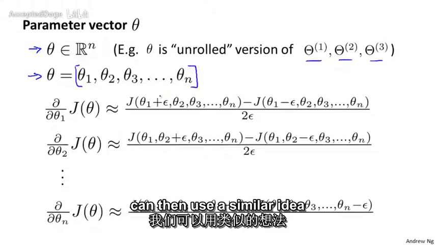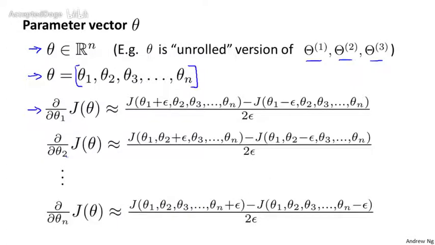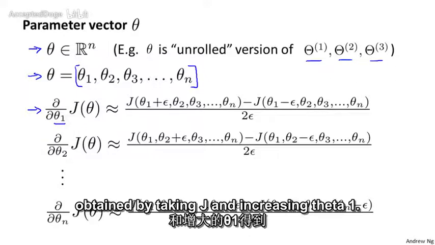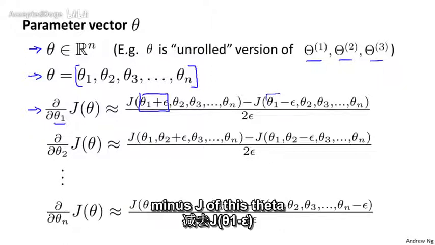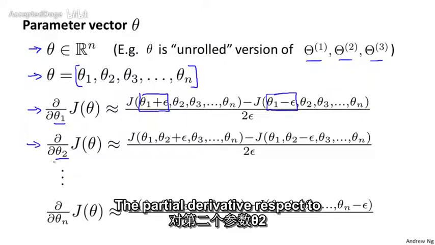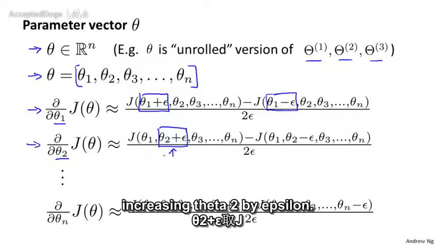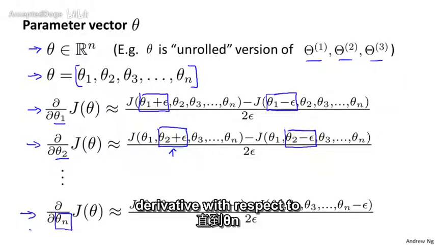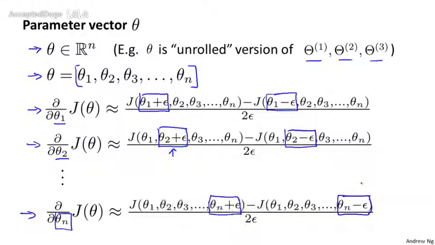We can then use a similar idea to approximate all the partial derivative terms. Concretely, the partial derivative of a cost function with respect to the first parameter, theta 1, can be obtained by taking J and increasing theta 1. So you have J of theta 1 plus epsilon, and so on, minus J of theta 1 minus epsilon, divided by 2 epsilon. The partial derivative with respect to the second parameter, theta 2, is again this thing, except that you take J of, here you're increasing theta 2 by epsilon, and here you're decreasing theta 2 by epsilon, and so on, down to the derivative with respect to theta n, where you increase and decrease theta n by epsilon.